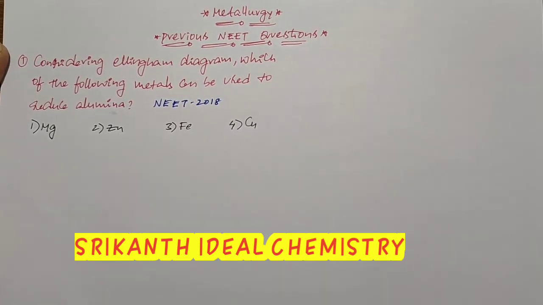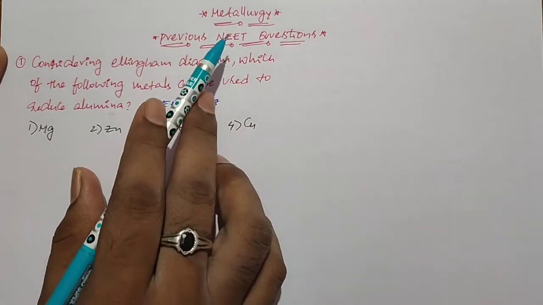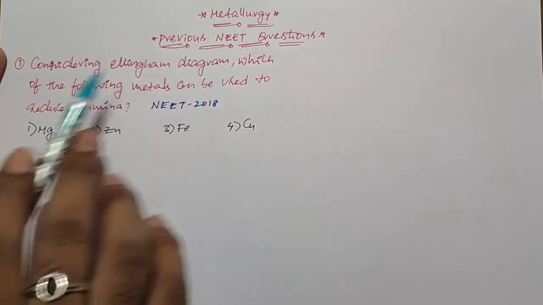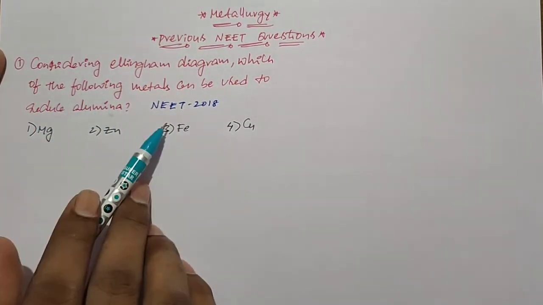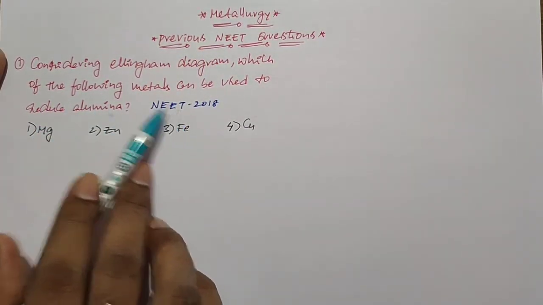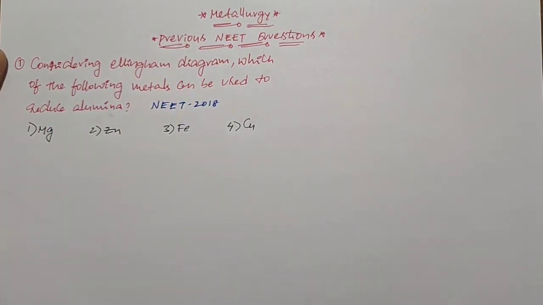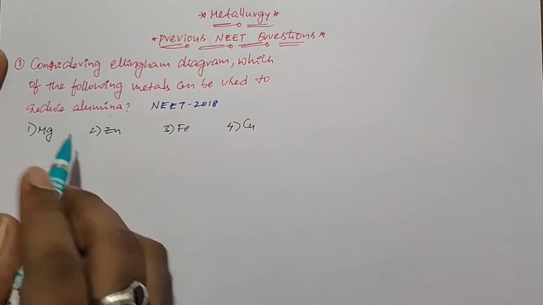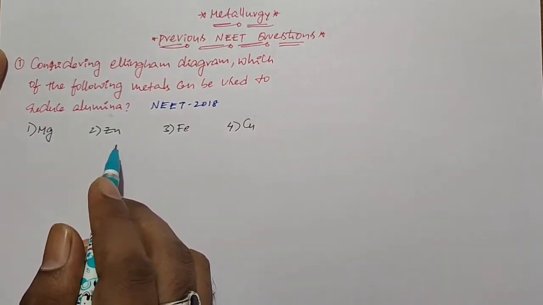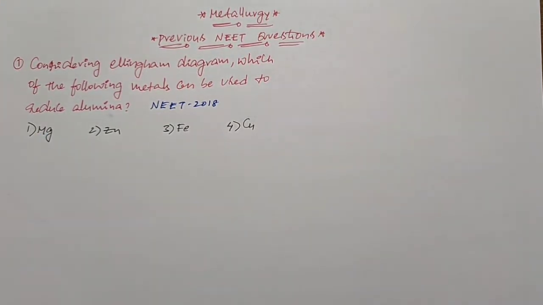In this video, we are discussing previous NEET questions from the topic of metallurgy. This is the first question, given in the NEET 2018 paper. Considering an Ellingham diagram, which of the following metals can be used to reduce alumina? Alumina consists of aluminium. So in the following, which metal is more reactive than aluminium that can reduce the aluminium?